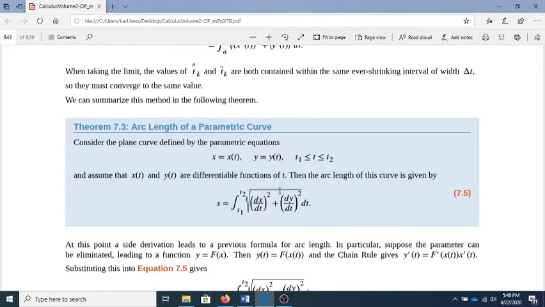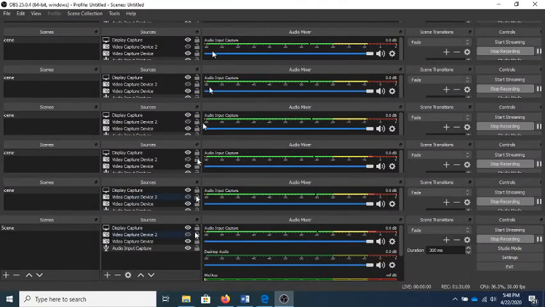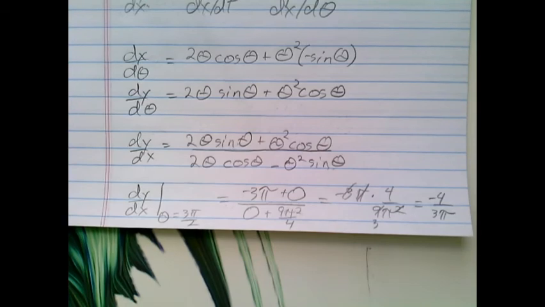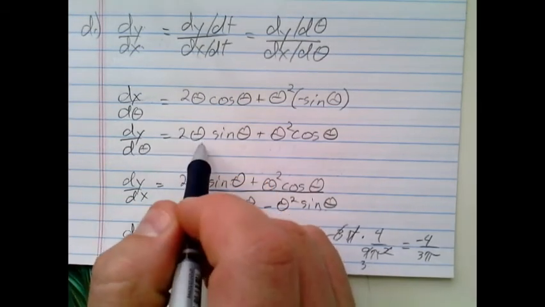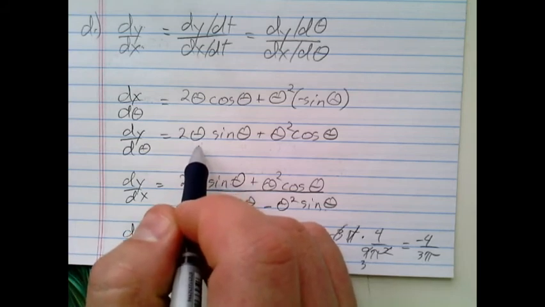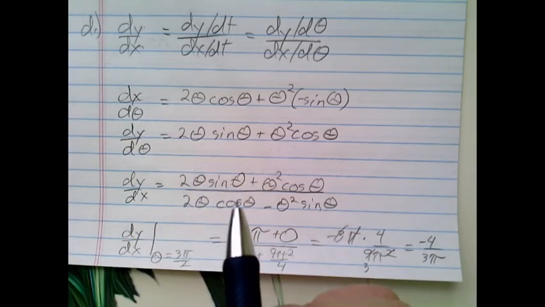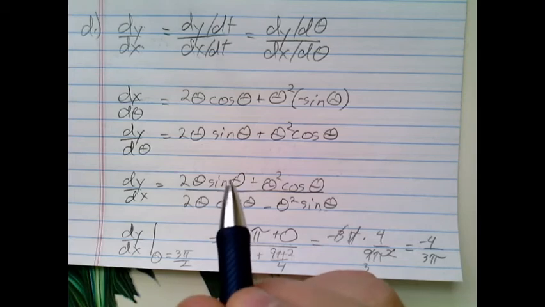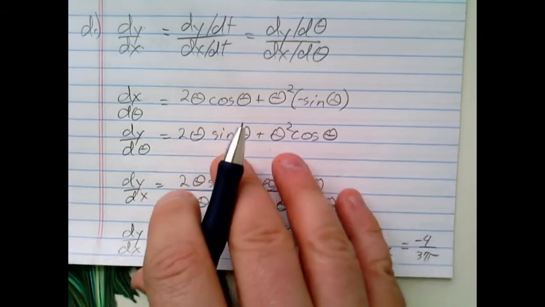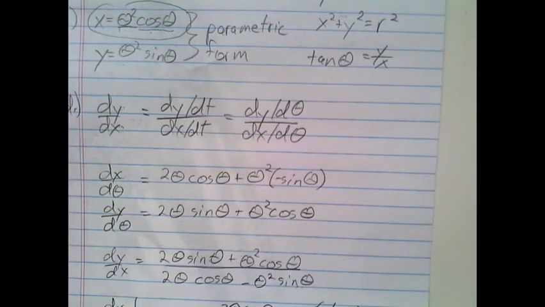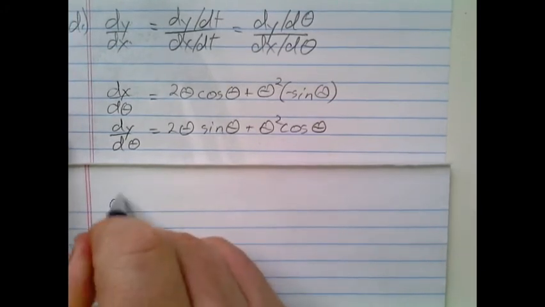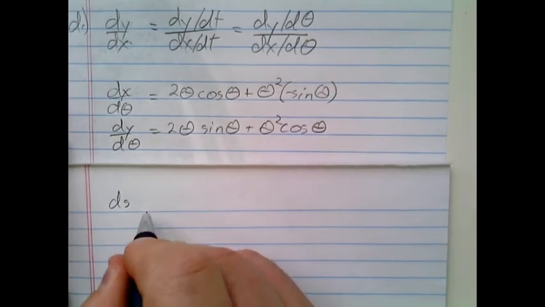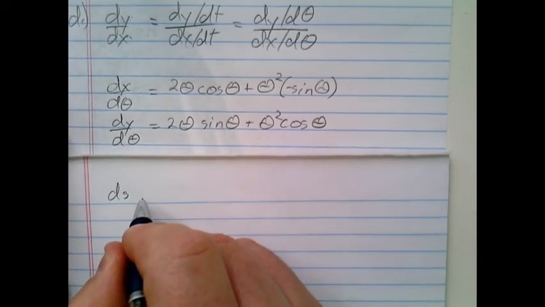Well, as it happens, I've already computed dx d theta and dy d theta, so I just need to square those things and I'll have my arc length differential. Well, square them, add them together, and put them in a square root. So it looks like I'll call this ds, s for arc length. This is the arc length differential.